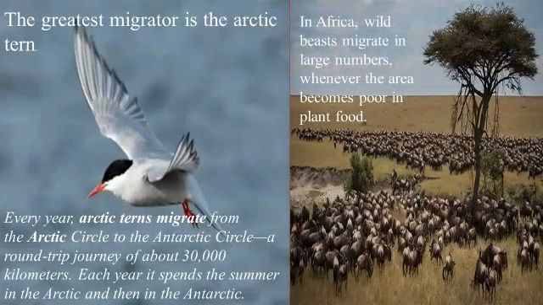The greatest migrator is the Arctic tern. Every year, Arctic terns migrate from the Arctic Circle to the Antarctic Circle. You know, Arctic Circle is in the northern hemisphere, North Pole, and Antarctic Circle in the southern hemisphere, South Pole. So, a round trip journey of about 30,000 kilometers they travel. Each year, it spends the summer in the Arctic and then in the Antarctic. That is about Arctic tern.